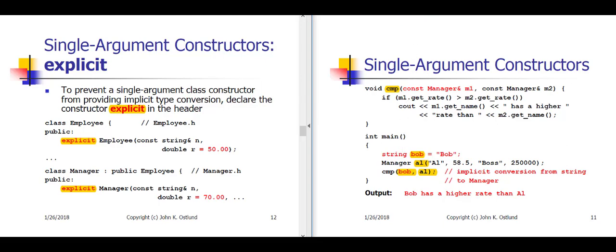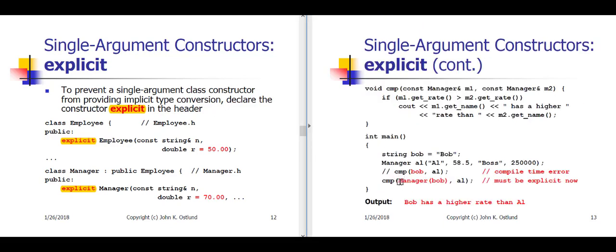Once you've declared the constructor explicit, that means it won't be implicitly called like it was here for Bob on slide 11, and instead, if we want to convert Bob to a manager, we have to explicitly call the manager constructor for Bob. So if I just tried to do a CMP of Bob and Al like I did back on the slide 11 program, the compiler would yell at me that I'm doing an illegal implicit conversion. But if I do an explicit conversion by calling the manager constructor directly, this is going to be allowed. And it also, frankly, makes more intuitive sense.